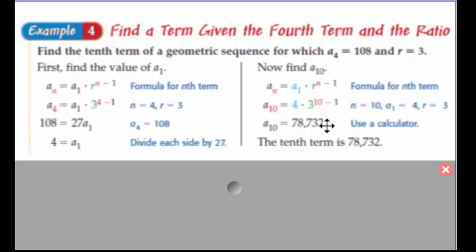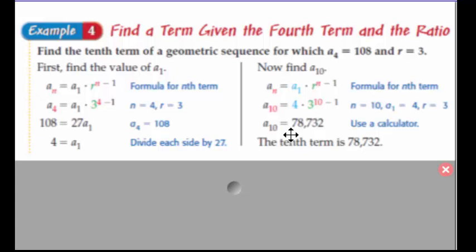So now we're just going to do what we did in the previous slide. We're just going to plug in everything we know. We know the first term is a 4. We know our common ratio is a 3. And we're trying to find the 10th term, so we plug in a 10 for n. And then a calculator would be a great tool for this because these numbers can grow very fast in a geometric sequence.